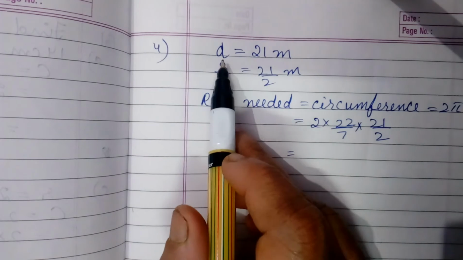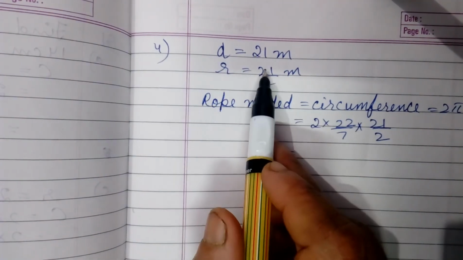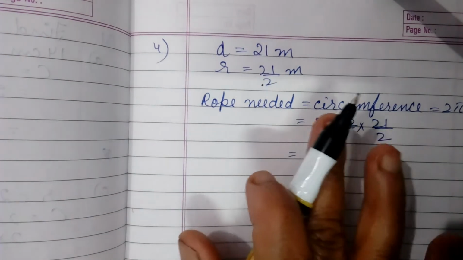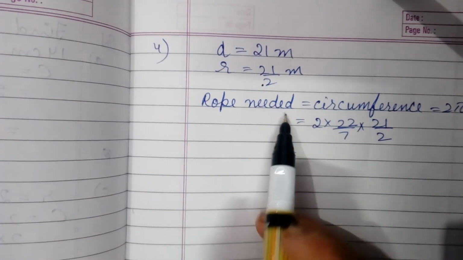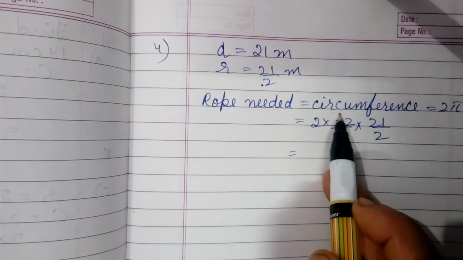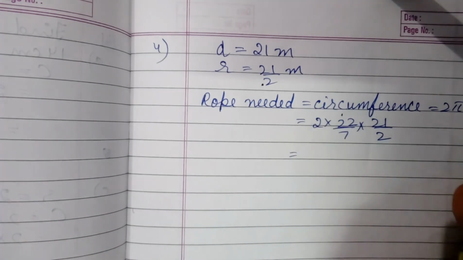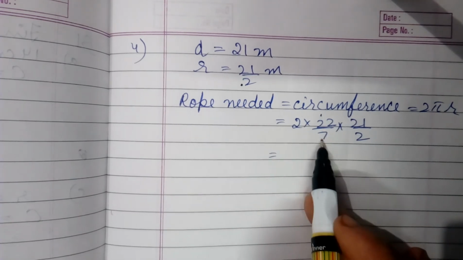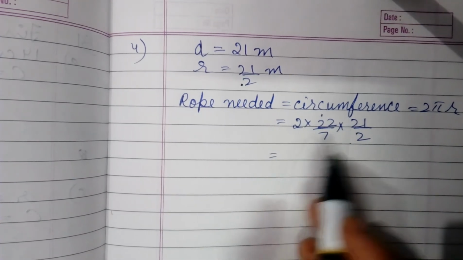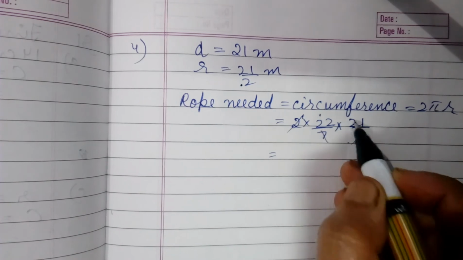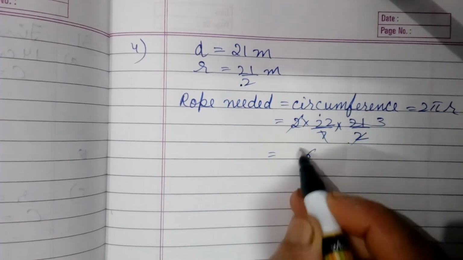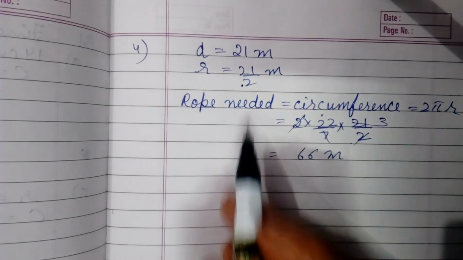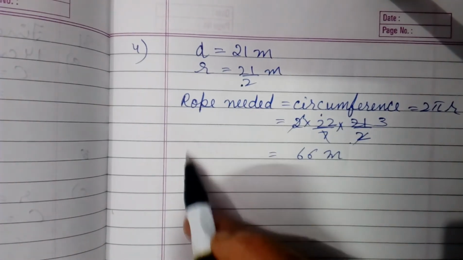Now let's start. Diameter is 21 meter, so radius is half of the diameter, 21 by 2. Reduce नहीं हो रहा, leave it. Rope needed, रोप कितनी होगी? That is circumference, the outer boundary of a circle, that is 2 pi r. Put the values: 2, 22 by 7, r is 21 by 2. When you reduce, you will get 66 meter. So this is the rope needed to cover the boundary once.